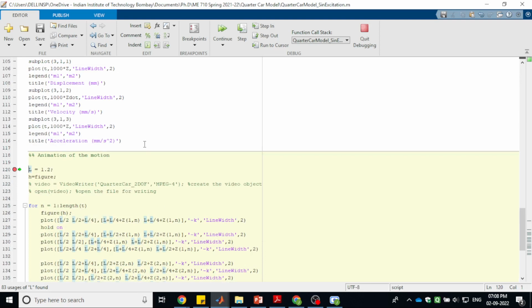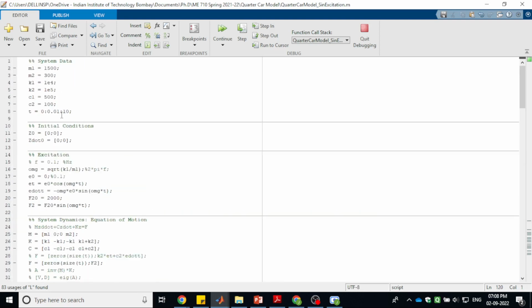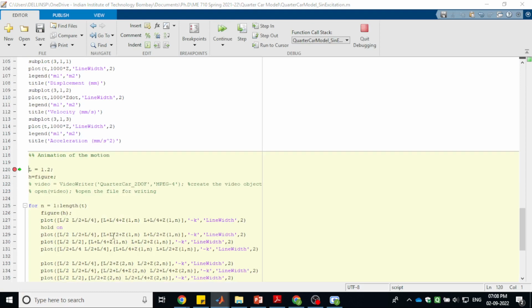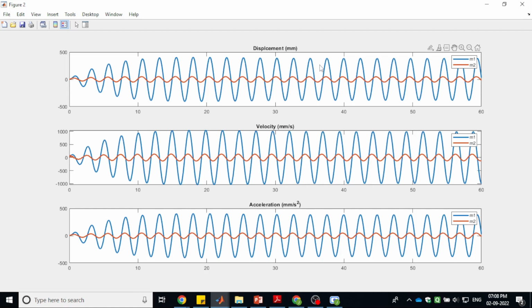If we want, we can extend this simulation for more seconds. Here we can see that after about 15 to 20 seconds the system will settle down and vibrate with the oscillations corresponding to the sinusoidal forcing. So we can see that the oscillations are at the same frequency as that of the sinusoidal forcing. So this is how you can use MATLAB to solve such kind of problems.